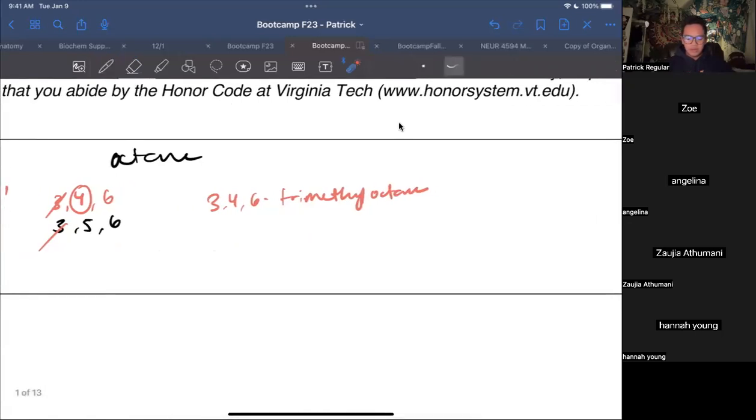Just to be real clear, commas only go between numbers. Dashes only go between numbers and letters. If you have two letters together, there is nothing there. All right.